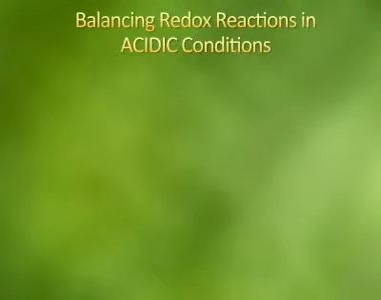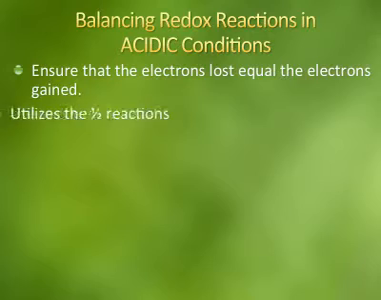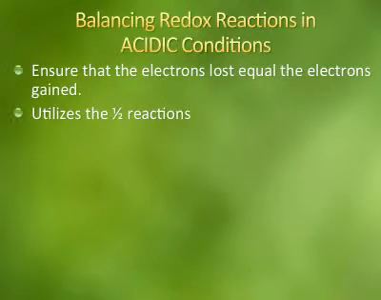Okay, so to balance redox reactions in acidic conditions, first of all, our electrons have to be equal. We all know that elements will gain and lose electrons to make them stable, correct? So we have to make sure that we start with the same amount of electrons as we end up with, so that it's still conservation of mass. We can't lose electrons.